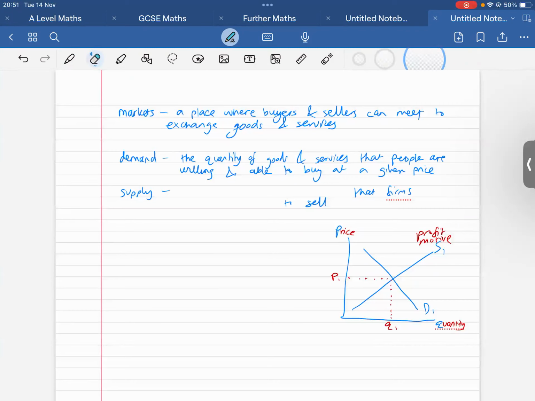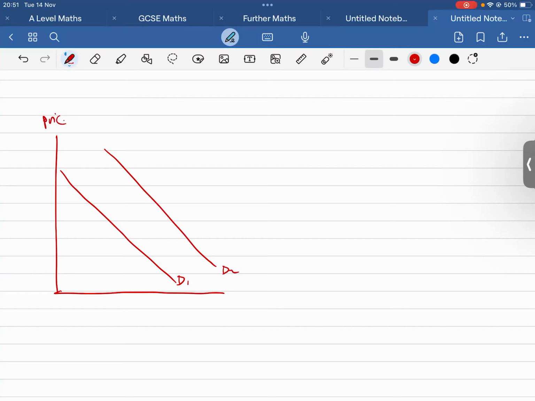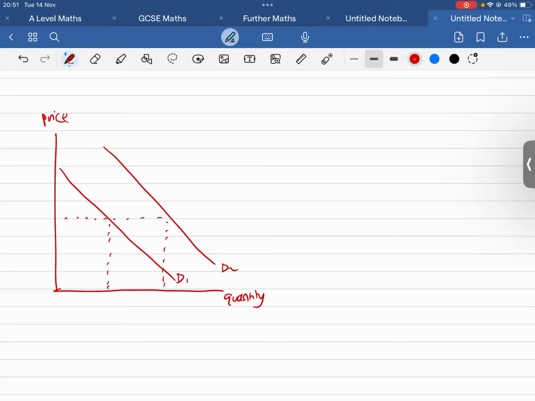Let's go into more detail with demand. So if the demand curve shifts, it means that at a given price, the quantity, so if demand has shifted, then the quantity of goods and services that people are willing and able to buy at that given price, P1, has increased. So something stays as £10. What are the reasons why more people would want to buy it? That's what the factors of demand are.